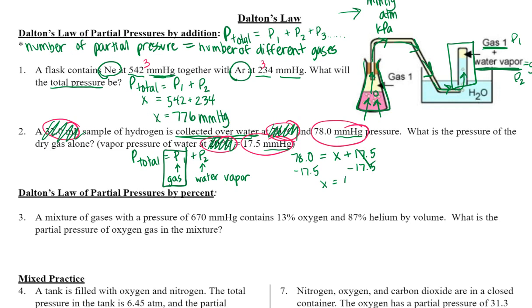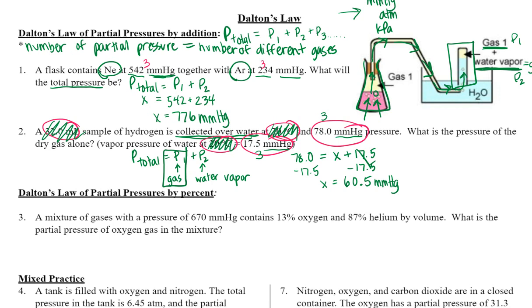Equals 60.5. Pushed the wrong button, sorry about that. Okay, then we just have to check our sig figs and units. Both of these pressure numbers that I used had 3 sig figs each, so my answer should have 3, and it does. And then I'm just going to put mmHg because that's the unit that was given in the question.